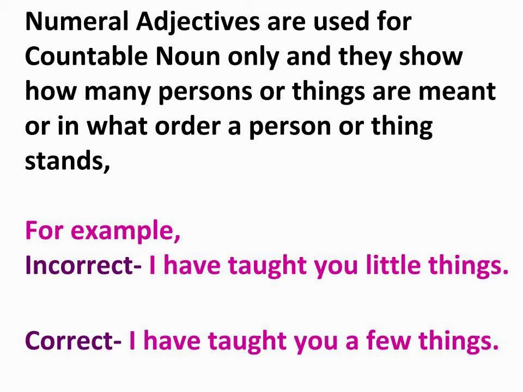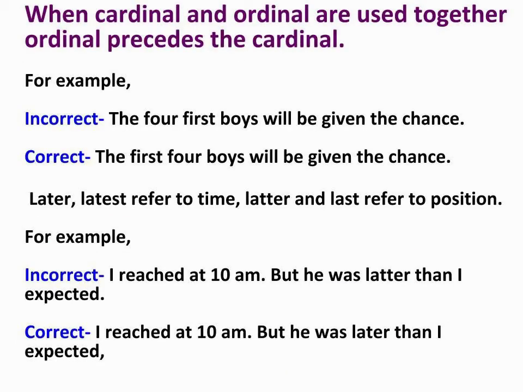We have seen numeral adjectives. At the same time, when cardinal and ordinals are used together, ordinal precedes the cardinal. That means, see the sentence: The four first boys will be given the chance. First is the ordinal. First, second, third are all ordinals. So that should come first. Okay? The first four boys will be given the chance.